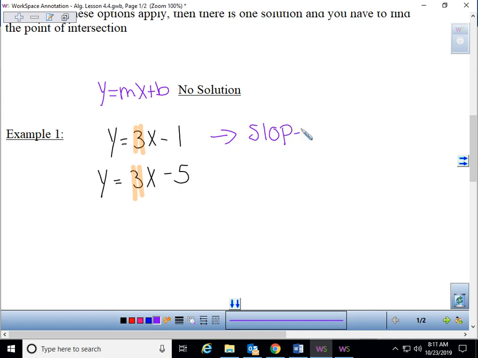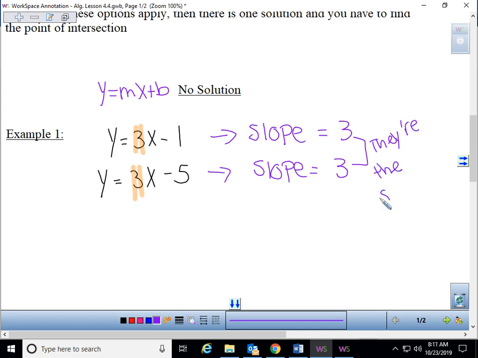So here's our top line. The slope equals 3. This is the kind of work I'm looking for on your homework. Bottom one, hey, wait a minute, slope is also 3. So because the slope is the exact same, right here, slope is 3, I'm going to say they're the same. Computer's a little slow this morning, look at this. Which therefore means my answer is a no solution.